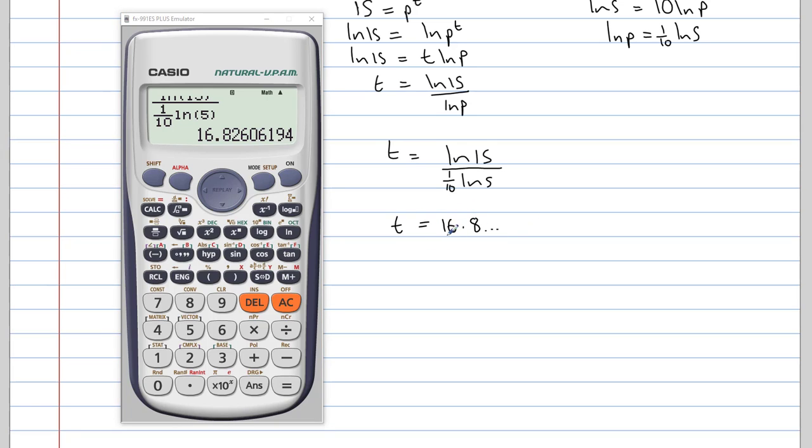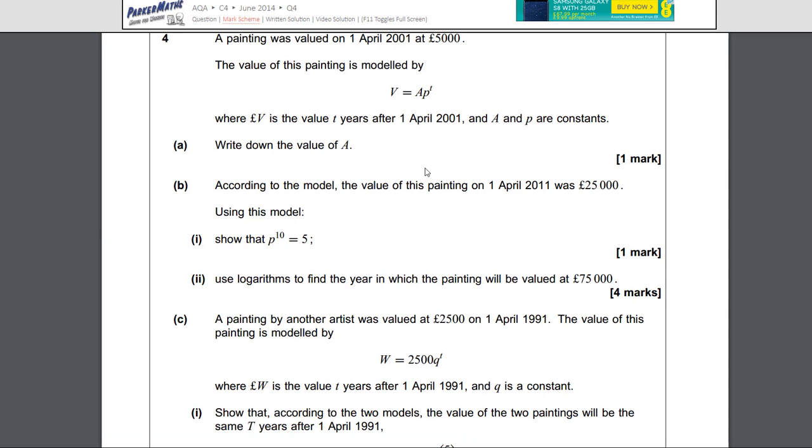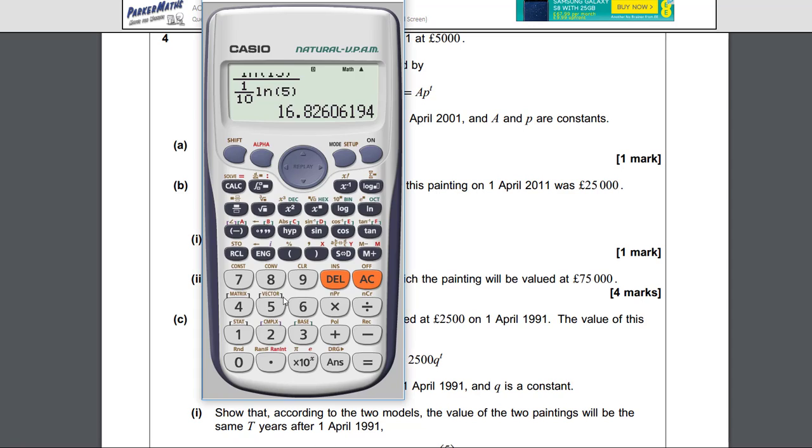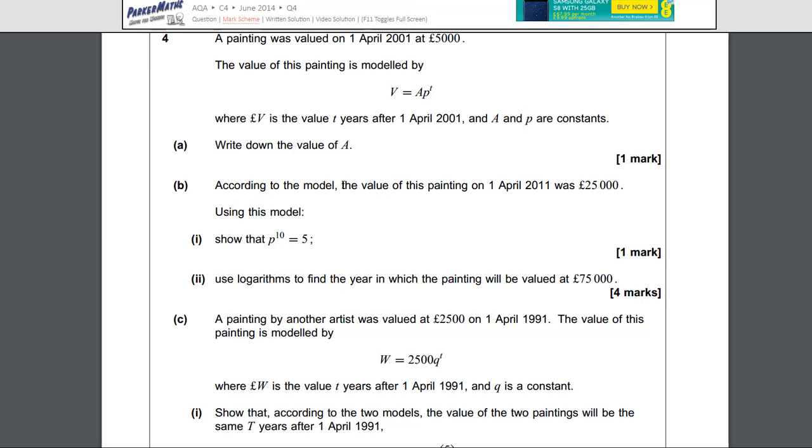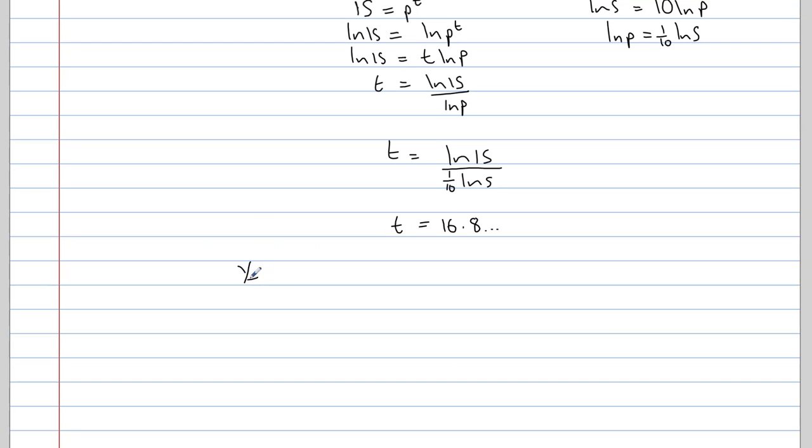But we still need to interpret that in terms of what year it is. The question says T is the number of years after the 1st of April 2001. So if we add 16 years in, that will get us to the 1st of April 2017. But we've also got 0.8 of a year. If I do 0.8 times 12 months, then I know that that is more than 9 months. And if you count up from the 1st of April to the 1st of January, you'll see that there are only 9 months. So the extra 0.8 bit will actually take us over into the next year. So the year is 2018.